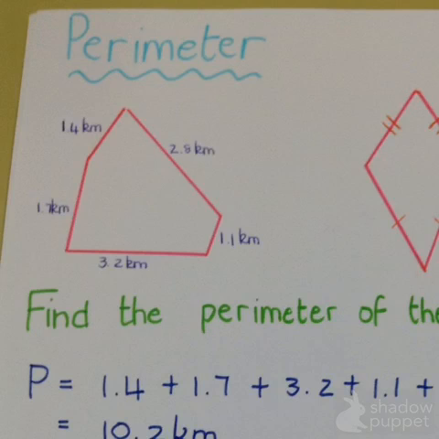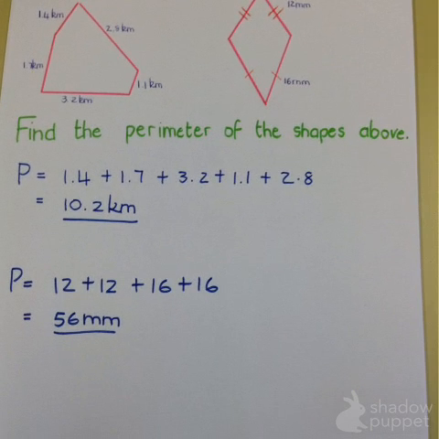So if you have a look at that picture, we've got 2.8 kilometers, 1.1, 3.2, 1.7, and 1.4. Now, to find the perimeter of something, it's like you're walking all the way around and you add them all up. So that's the perimeter. If you get a question like this, I want you to go P equals to show me that you're doing the perimeter, and you add them up. 1.4 plus 1.7 plus 3.2 plus 1.1 plus 2.8. Add them up on your calculator, and then you get your answer. And you make sure that you put kilometers on there, okay, because I need to know what the unit is.